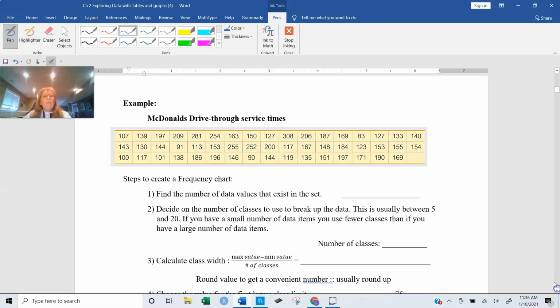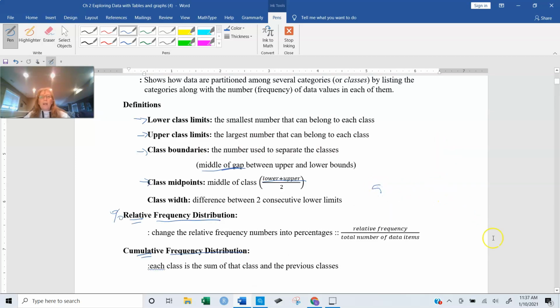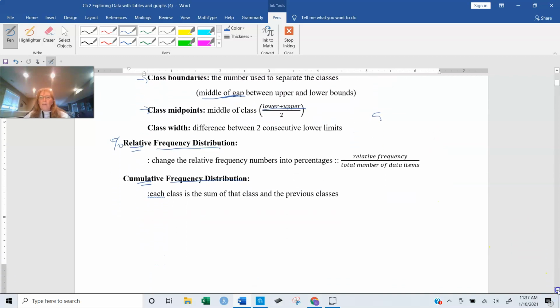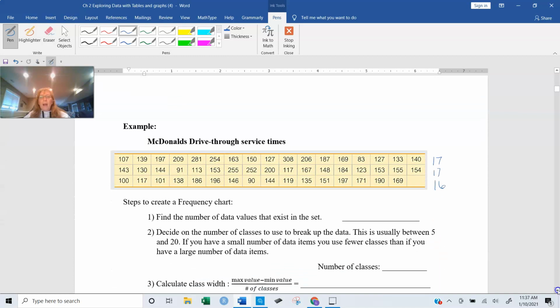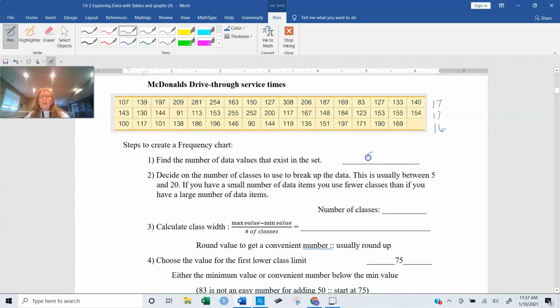Now let's go through an example. Here is a McDonald's drive-through. The first thing you need to do, it actually helps to put them in order, but we will not do that this time, is find the number of data values that exist in the set. Well, we got 17 per row. So there's 17 in this one, 17 in this one, and 16 in this one, or 17 times 3 minus 1. I don't care how you do it. You should figure out that you have 50. 50 data items.